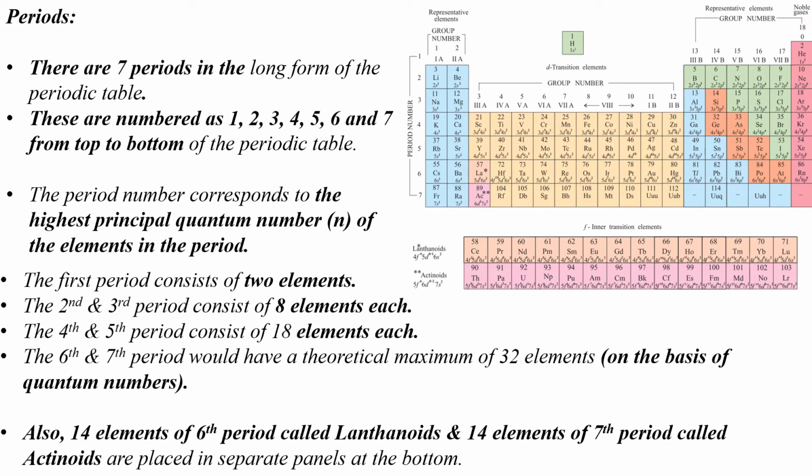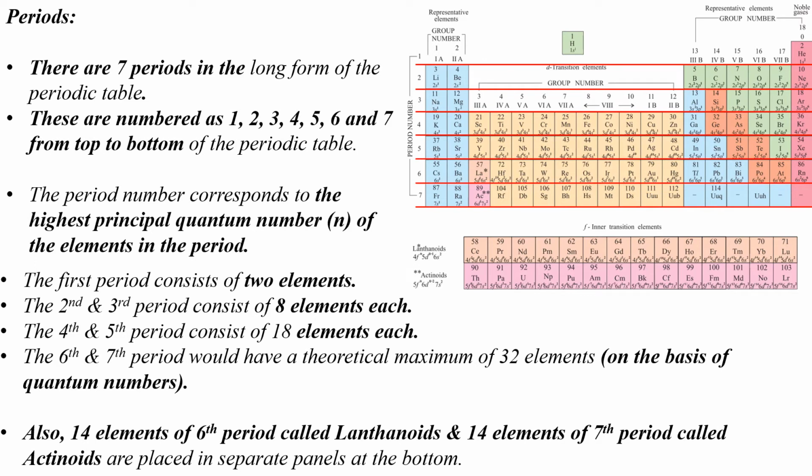Now, what about periods? There are 7 periods in the long form of the periodic table, and these are numbered as 1, 2, 3, 4, 5, 6 and 7 from top to bottom of the periodic table. Now, look at the outer shell electronic configuration of lithium. It is 2s1. The number 2 before s1 corresponds to the number of the outermost shell into which the last electron enters. So in the case of lithium, the last electron enters into the second shell. Therefore, the corresponding value of principal quantum number n is 2.